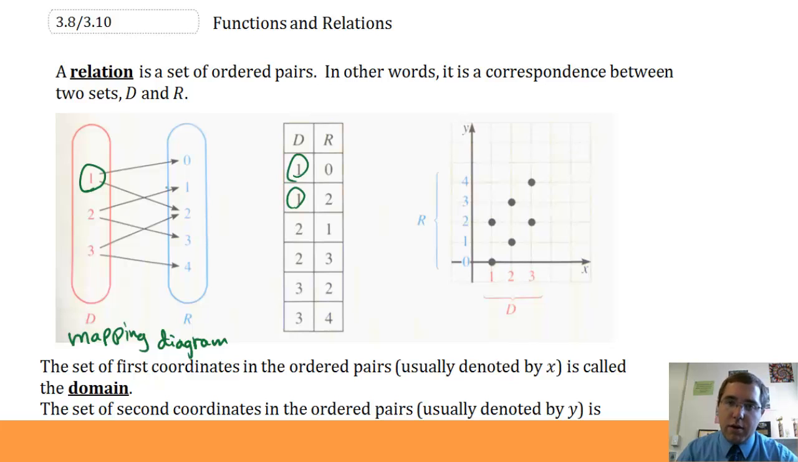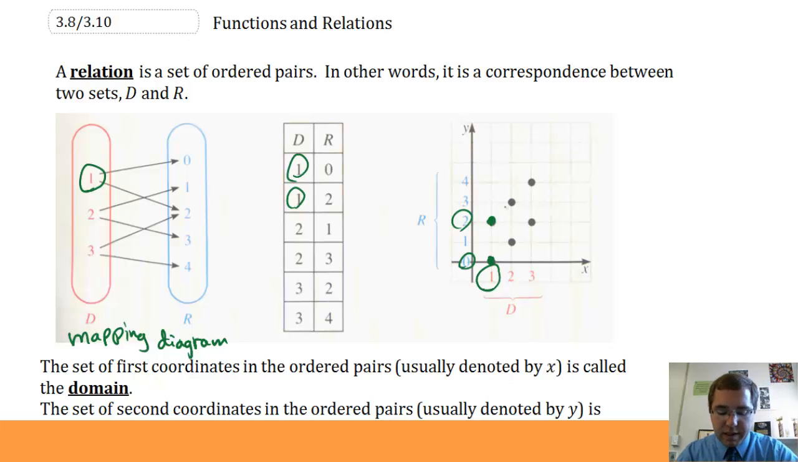Or we can represent it through a graph, where every point on the graph is the ordered pair that pairs something in D with something in R. So 1 in D is mapped to 0 and 2 in R, because we have those 2 points on our graph.